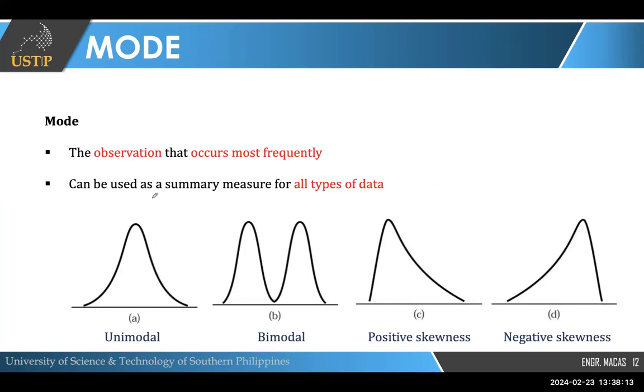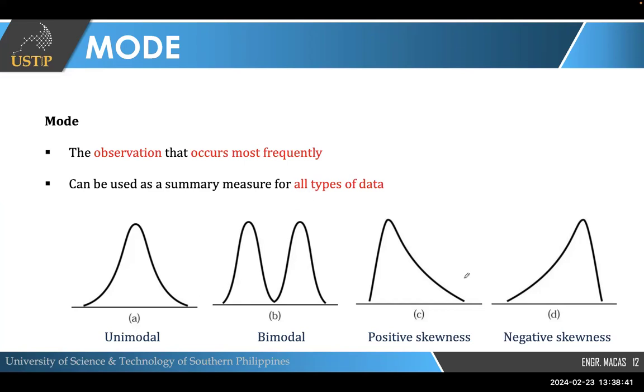Okay, let's go to mode. So the mode, class, is different from getting your median and mean. Because all you have to do here is observe and count which observation occurs most frequently. So this can be used as a summary measure for all types of data, actually. Not just ordinal, not just discrete, or even continuous. So all types of data.